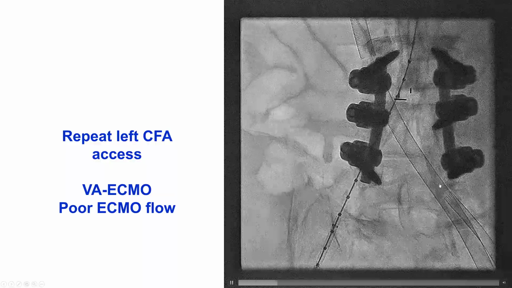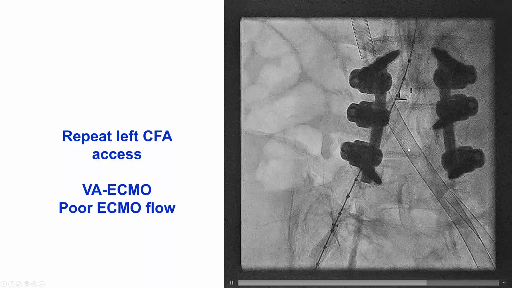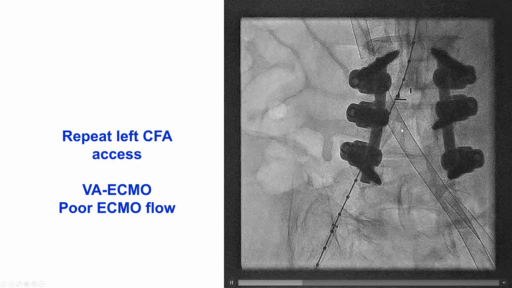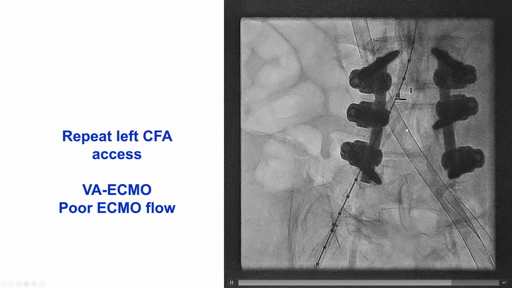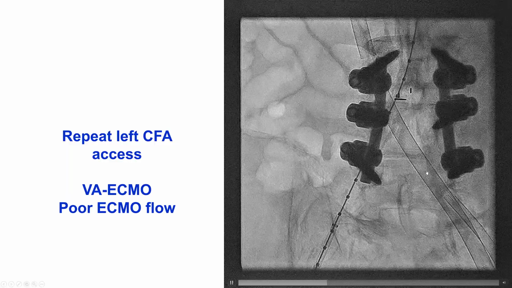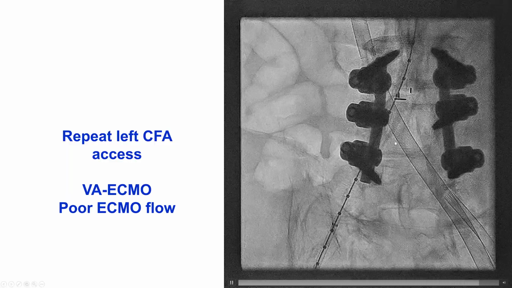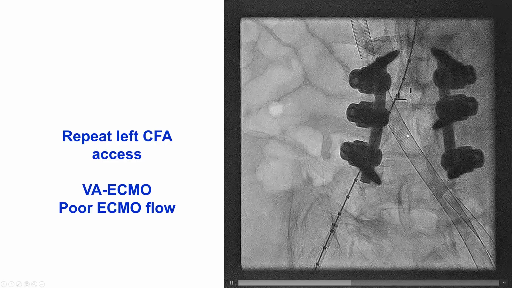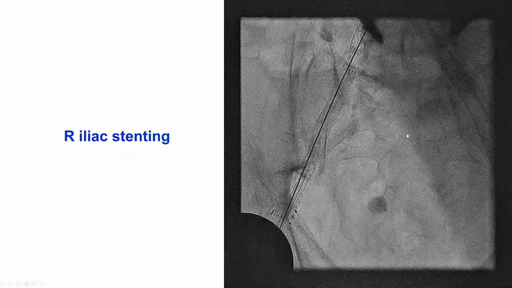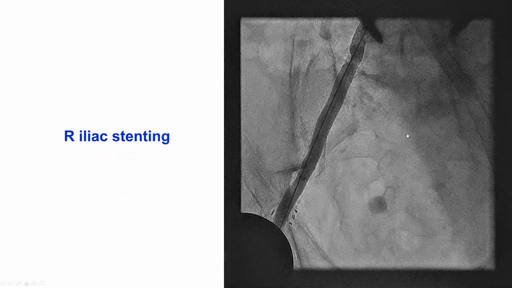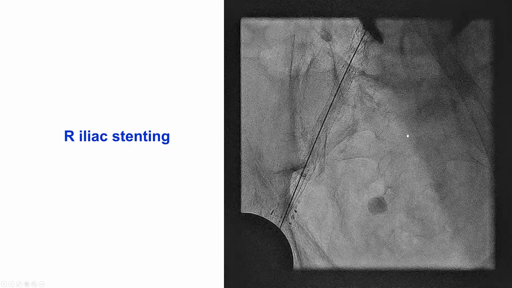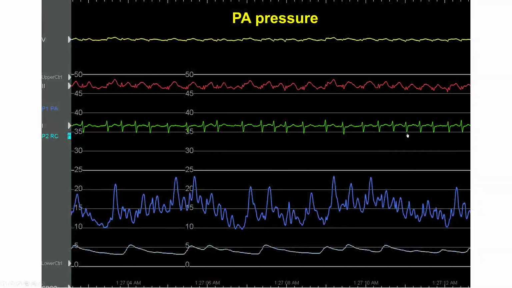However, there was poor flow, and the reason for that is because the patient had a significant lesion in the beginning of the left common iliac. So now there was a need for switching the arterial cannula to the right to allow good antegrade flow of the ECMO. Although the patient's hemodynamics again stabilized after he was placed on ECMO. So the right side was stented.